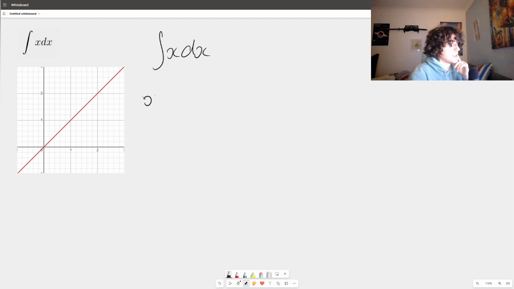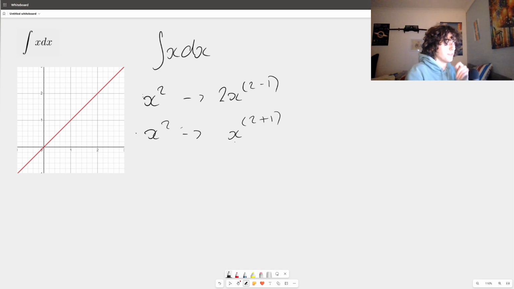Now in differentiation, you would multiply by the power, so 2x, and then you would drop the power by 1. Integration is the opposite of that. We are going to raise the power by 1, so this is going to be 2 plus 1, and we are going to divide the coefficient of x squared. So the coefficient of x squared is 1, it's just not written. We're going to divide that 1 by the new power, 2 plus 1. So this would be equal to a third x cubed.